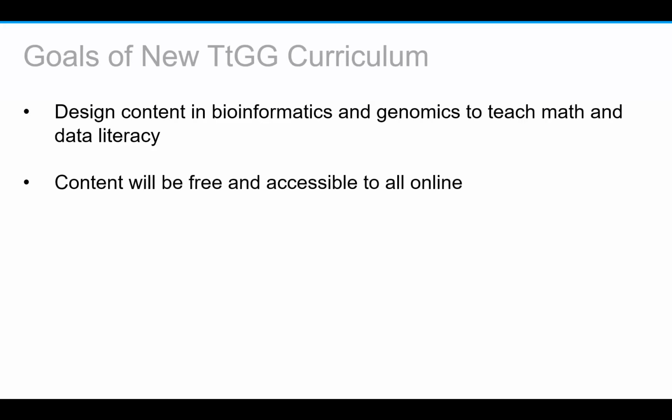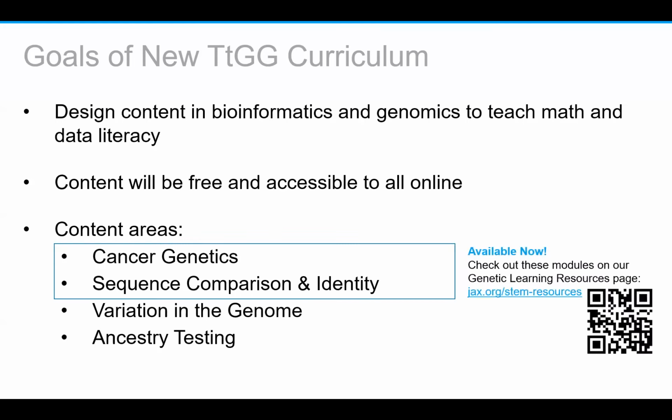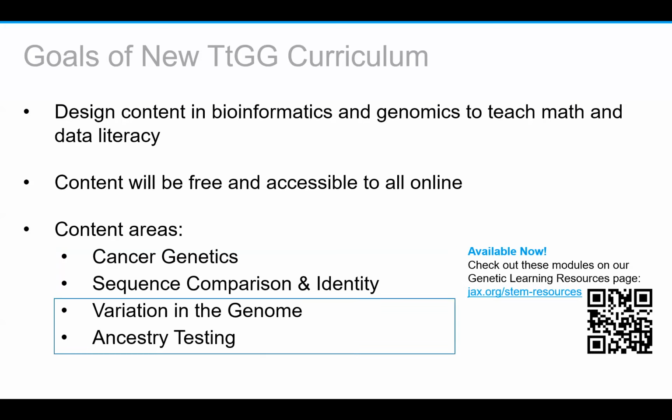We are creating content in 4 different areas: cancer genetics, sequence comparison and identity, variation in the genome, and ancestry testing. Our cancer genetics and sequence comparison modules and their corresponding webinar recordings are already available on our website. And today you will hear more about our new variation in the genome and ancestry testing modules.